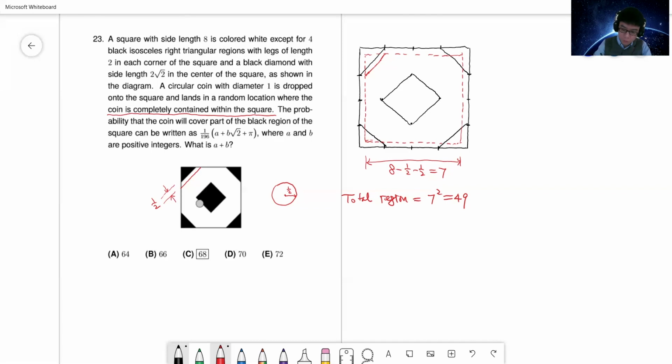Distance 1/2 to the 4 sides. To have distance less than 1/2 from this corner, this corresponds to a sector. This is a sector on the 4 corners. Small sector on the 4 corners. It's a quarter sector, 90 degrees.